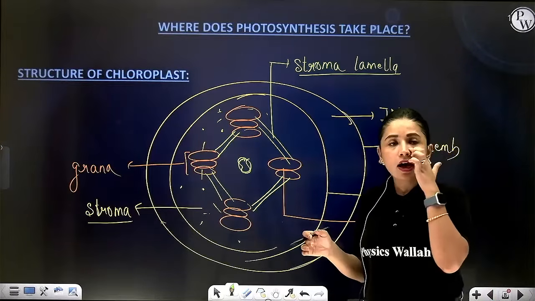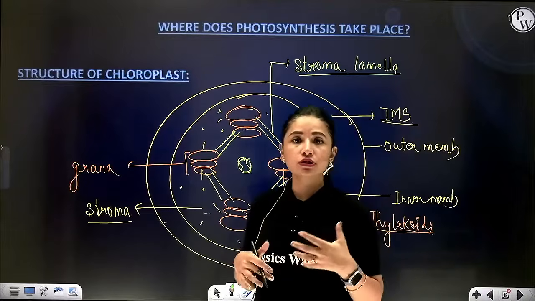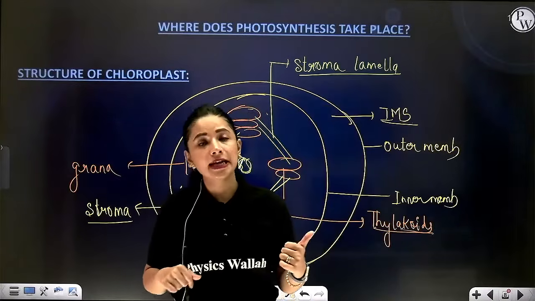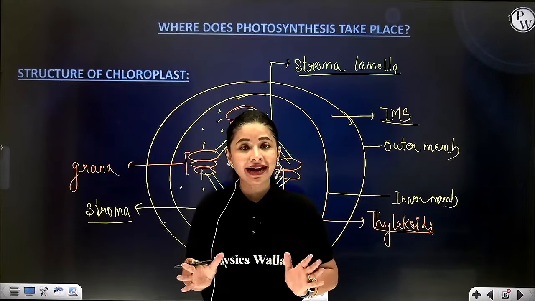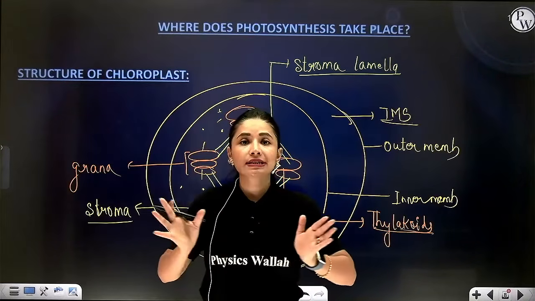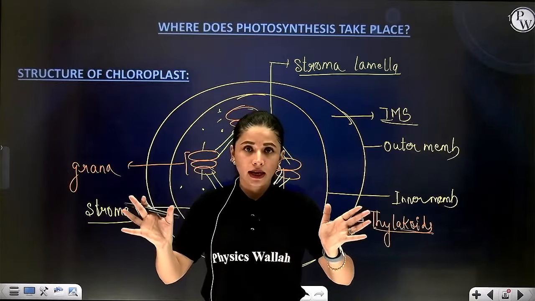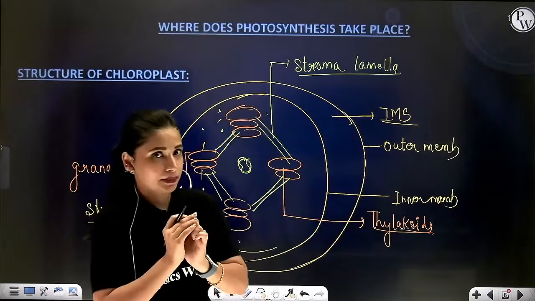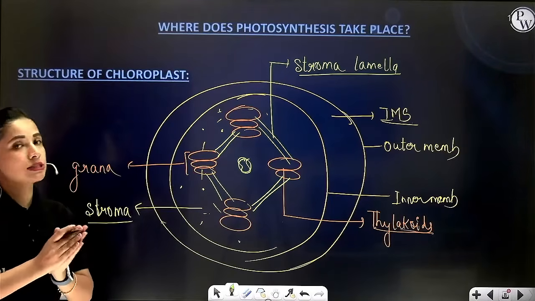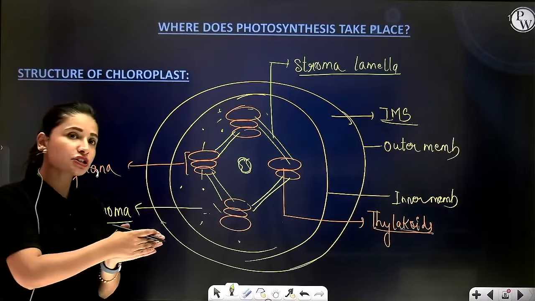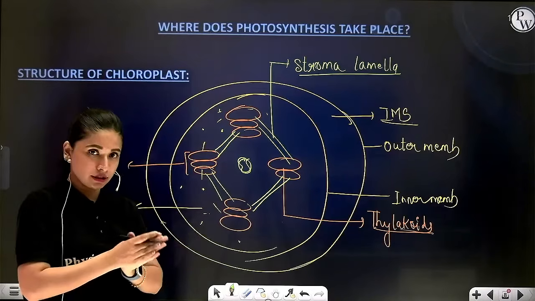Right? Now beta, chloroplast shows division of labor. This cell organelle shows division of labor, which means it divides its function into its different structures. Overall, photosynthesis takes place in two steps: light reaction and dark reaction.